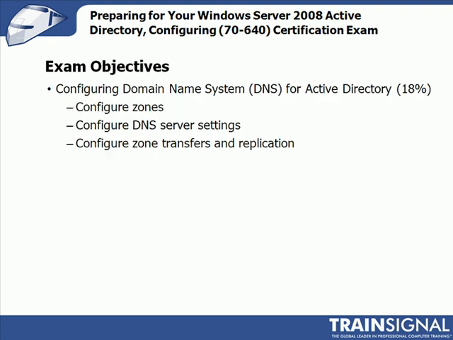Now, as far as the actual objectives themselves, here they are as they are listed by Microsoft, although I do need to tell you, they do change from time to time. As a matter of fact, I believe these objectives even changed once while I was creating this course. So, the exam objectives as of this moment say that 18% is going to be on configuring DNS for Active Directory, configuring zones, DNS server settings, zone transfers, and replication.